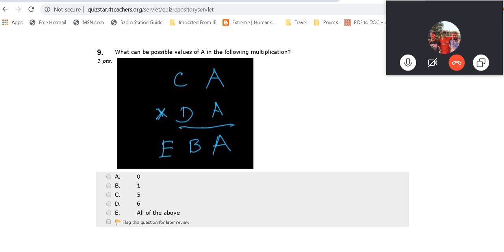What can be the possible values of A in the multiplication? In this question, we have a doubt. All of the above, 5, 6. So why all of the above? We found 1. Zero cannot be written there, because if A is 0, the last two digits are 0. Hold on, I did not ask for B.